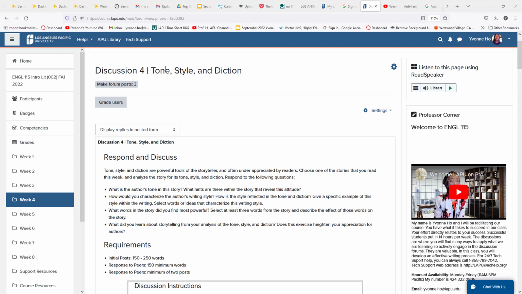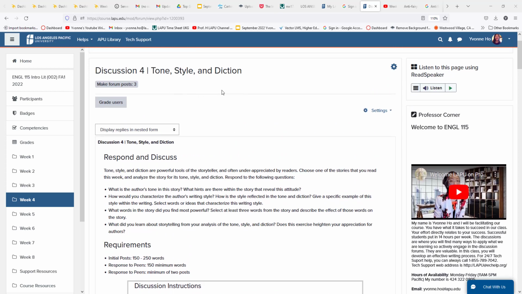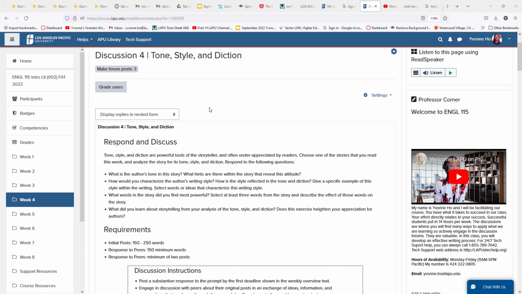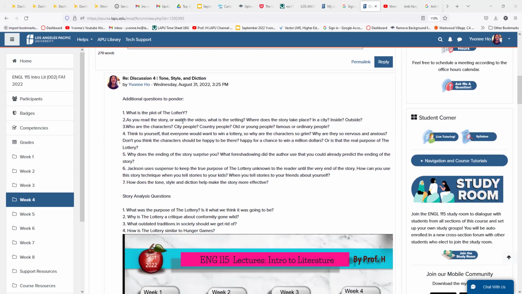And so here, using tone, style, and diction, how does the storyteller, Shirley Jackson in The Lottery, use tone, style, and diction to create a certain ambiance, a certain mood for the story? So that's basically what we're dealing with this week, is the mood. So what is the plot of The Lottery? That's the story we're reading for this week.